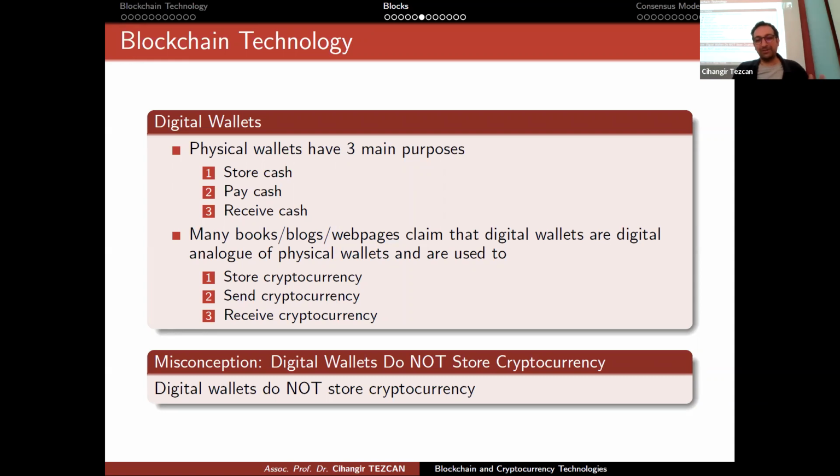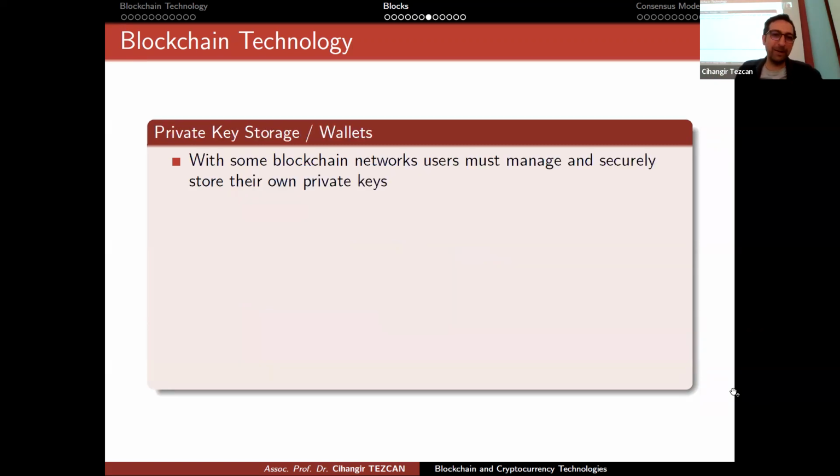Okay, so this is really, really important. Some people still think that it is in the wallet. So the wallet does not store your cryptocurrency. Then the question is, what does it store? It actually stores your private keys and the public keys generated from them, and sometimes more.